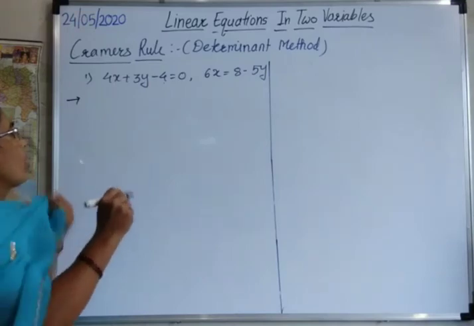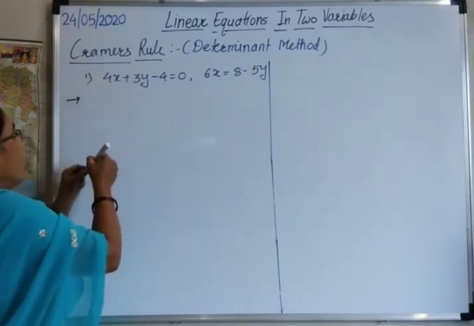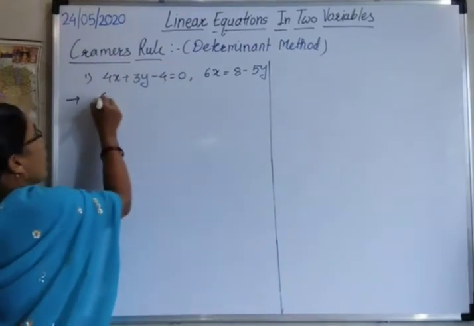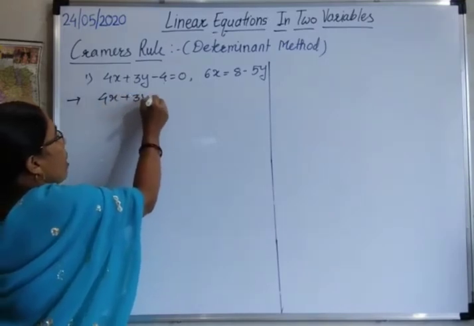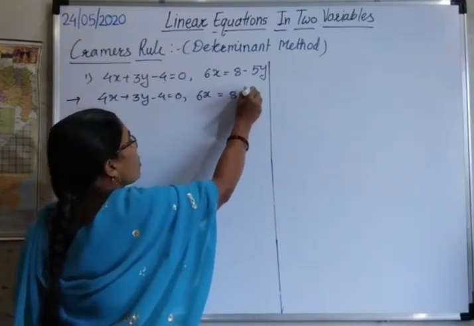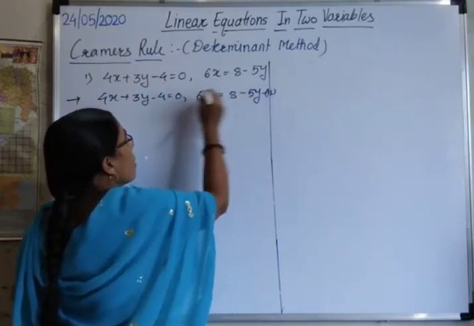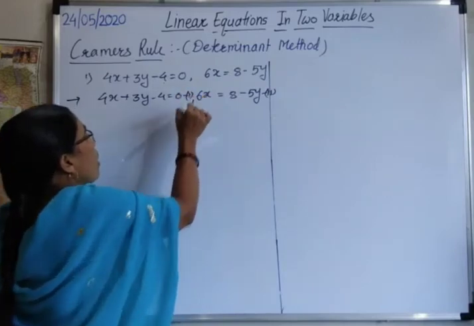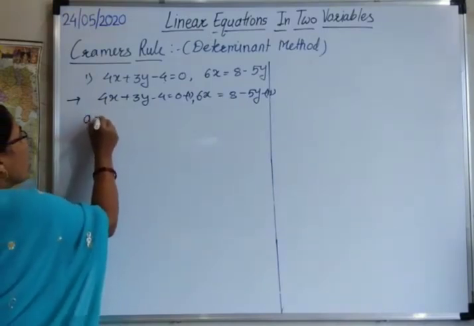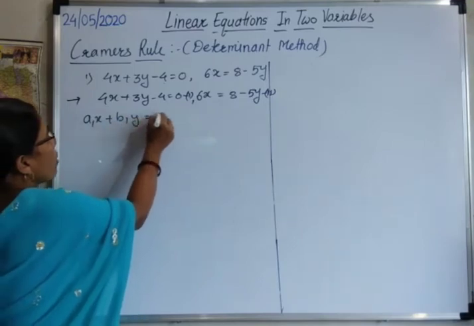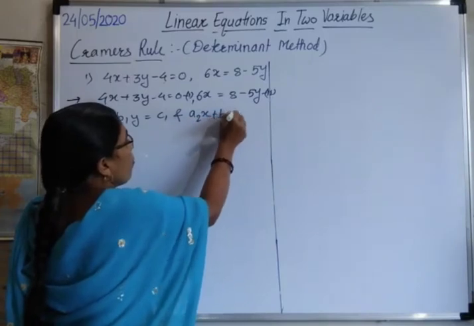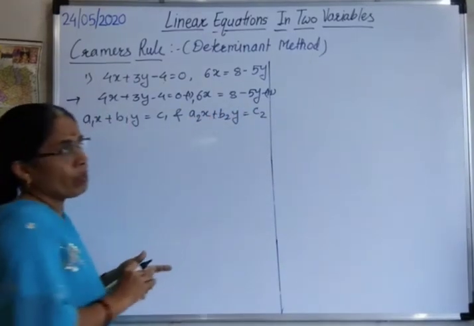So the first equation is 4x plus 3y minus 4 is equal to 0, and the second equation is 6x is equal to 8 minus 5y. This is the second equation and this is the first equation. Now first we have to write these equations in the form a1x plus b1y is equal to c1 and a2x plus b2y is equal to c2. These two equations are given.